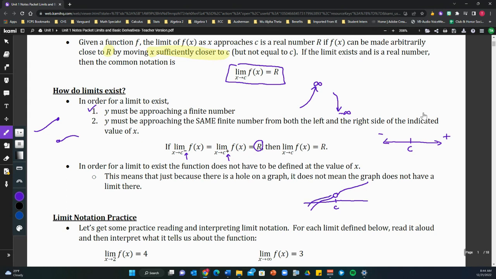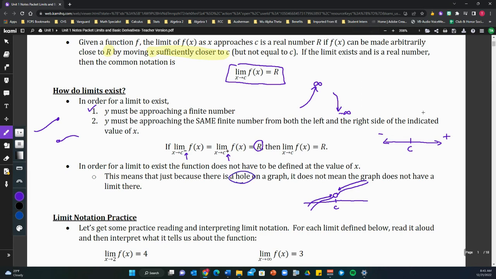So as long as I'm approaching a particular y value, this hole has a finite value for its y coordinate. It's just that value of x is not defined or in the domain of the function. So when we get there, it's a hole. But as long as we're approaching the same y coordinate from both the left and the right side of this value of x, then the limit does exist.